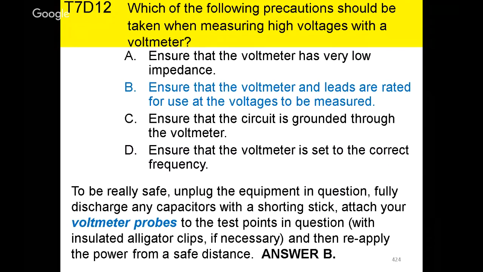So unplug the equipment in question, fully discharge any capacitors with a shorting stick, attach your voltmeter probes to the test points in question, usually using alligator clips if necessary, and then reapply power from a safe distance. Safe means stand on the other side of the room in case it blows up the meter.